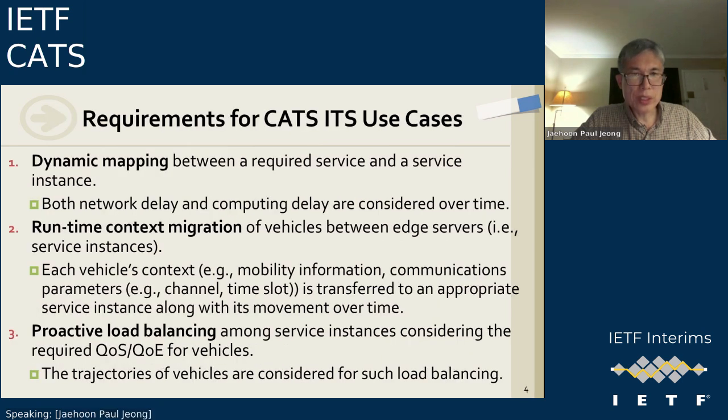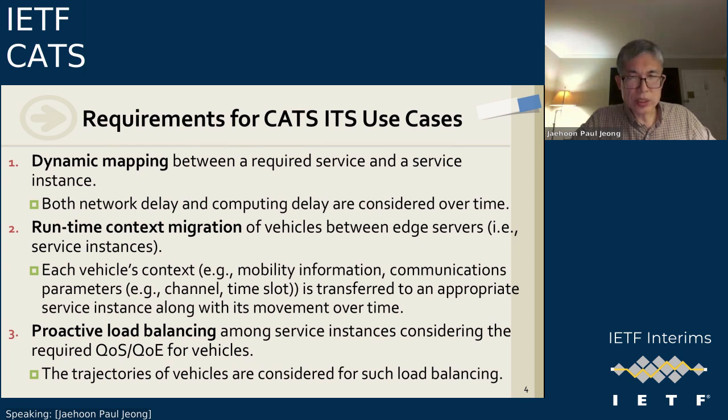Okay. So here are requirements for CATS IETF use cases. First, dynamic mapping between required service and the service instance. I think the current use case document can address this one well. But the second one, runtime context migration, is not quite handled well. For vehicles moving between edge servers, context migration is required. Vehicle context includes mobility information like coordinates of the vehicle, direction, and speed, and communication parameters like a channel and time slot to provide timely communication among vehicles or between a vehicle and an infrastructure node like a base station in a 5G network.